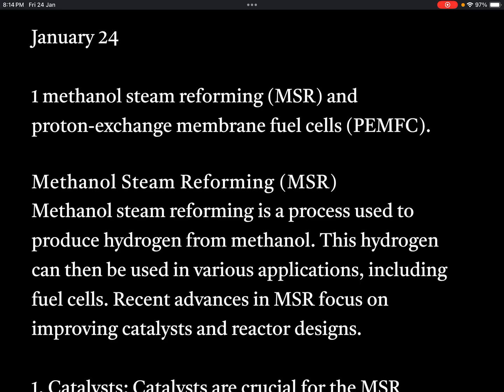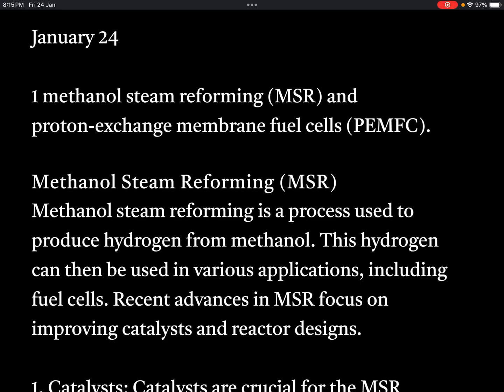The first point is methanol steam reforming and proton-exchange membrane fuel cells. As you know, fossil fuels are being phased out in many countries from transport and all other things. So fuel cells are a very common topic. So let us discuss. Methanol steam reforming is a process used to produce hydrogen from methanol. Many of you know this. This hydrogen then can be used in various applications including fuel cells. So after we create hydrogen from methanol, we use it in fuel cells.